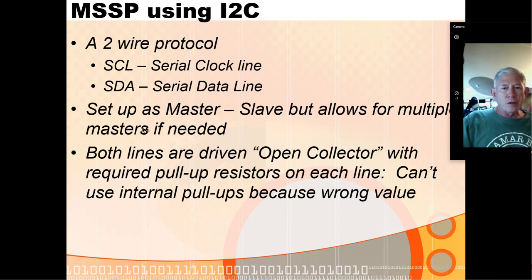All right. The I2C lines are all driven as open collectors, and I think I did explain this, which means you have to have a pull-up resistor on each line. You can't use the internal pull-ups because they're not strong enough. They won't work. And in our protocol, we call the clock line SCL, and we call the data line SDA. When we run SPI, we give them different names. Okay?